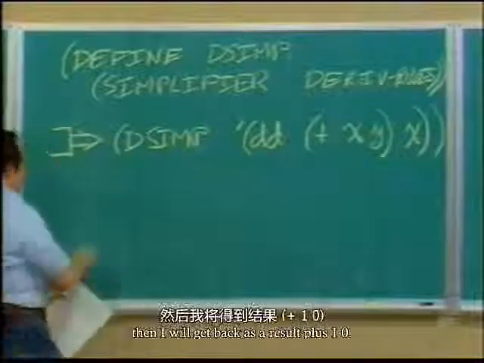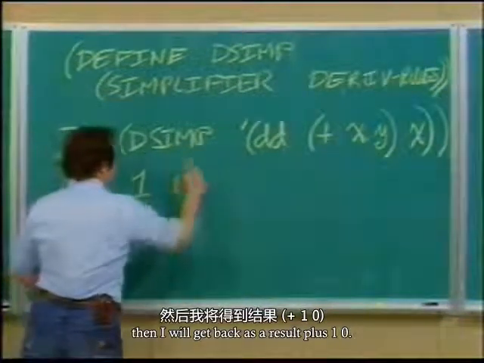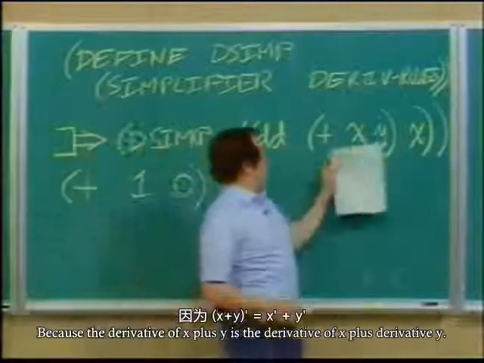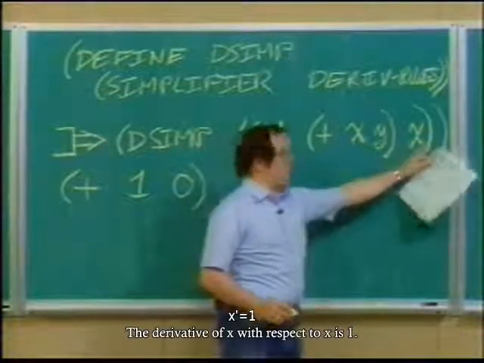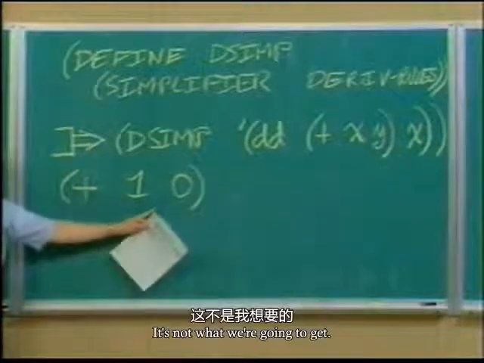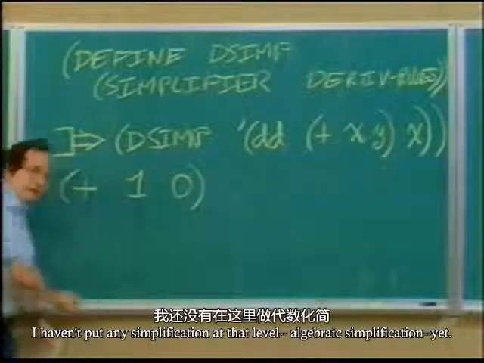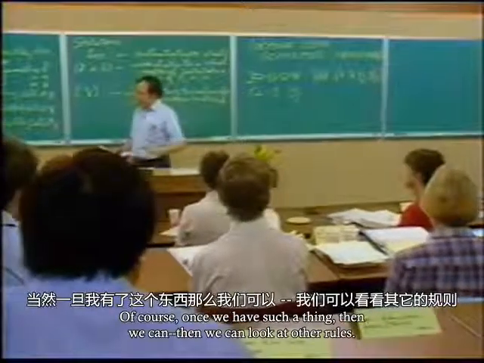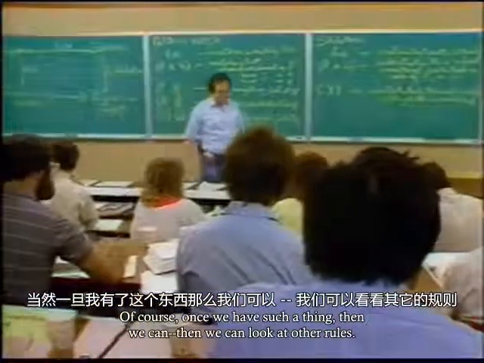Okay. Then I will get back as a result plus 1, 0, because the derivative of x plus y is derivative of x plus derivative of y. Derivative of x with respect to x is 1. Derivative of y with respect to x is 0. So that's what we're going to get. I haven't put a simplification at that level, algebraic simplification, yet. Of course, once we have such a thing, then we can look at other rules.